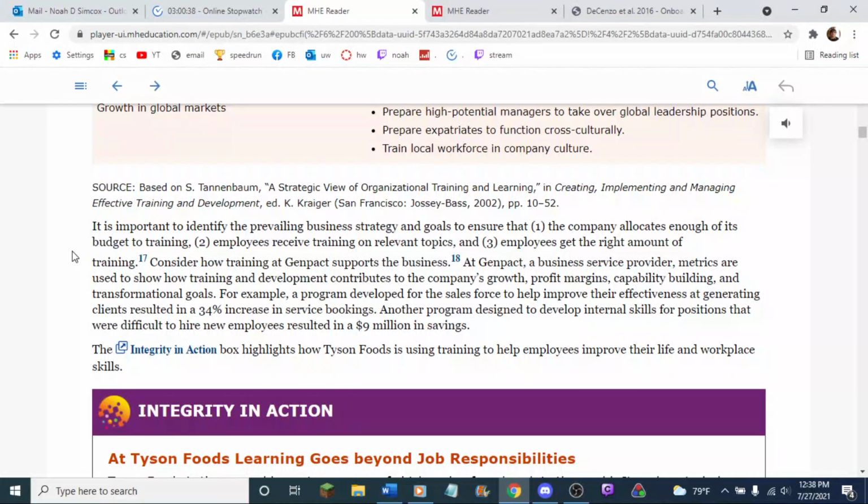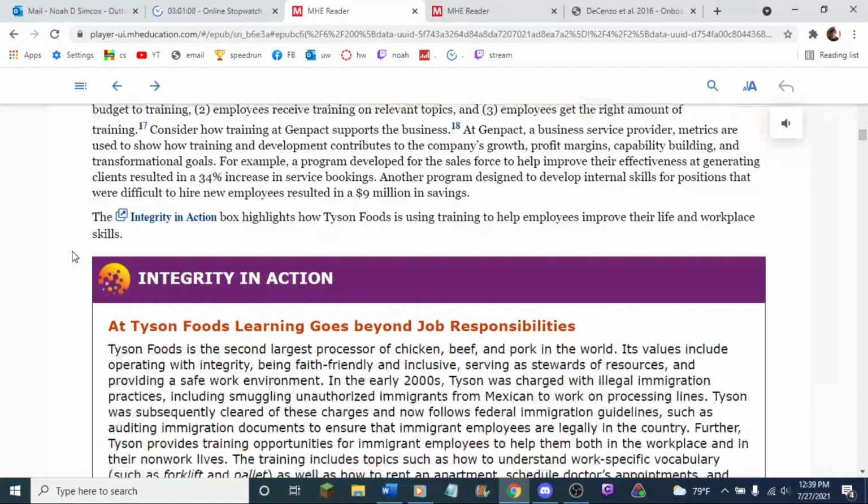For example, a program developed for the sales force to help improve their effectiveness at generating clients resulted in a 34% increase in service bookings. Another program designed to develop internal skills for positions that were difficult to hire new employees resulted in $9 million in savings. The Integrity in Action box highlights how Tyson Foods is using training to help employees improve their life and workplace skills.